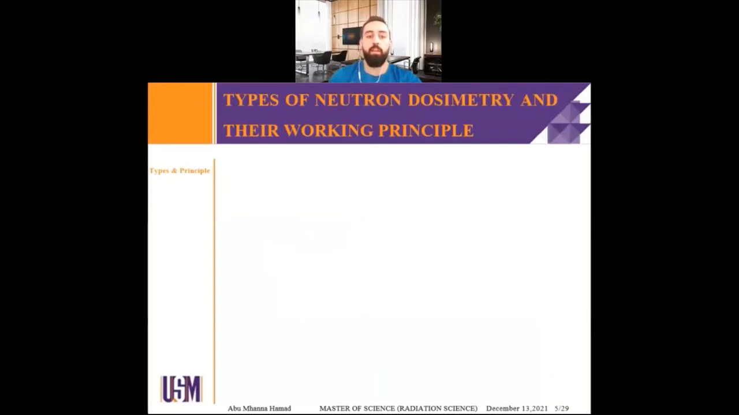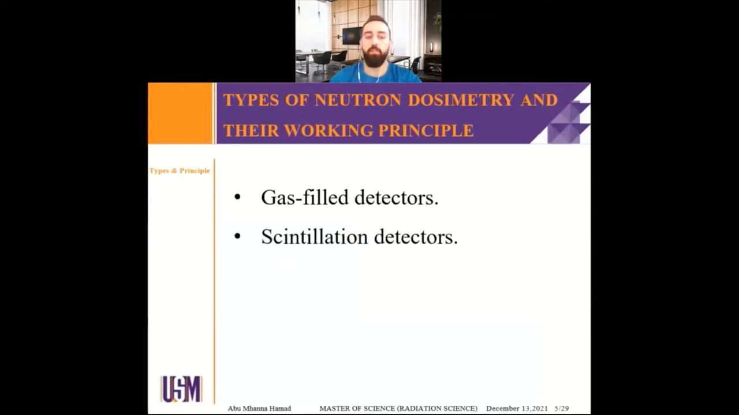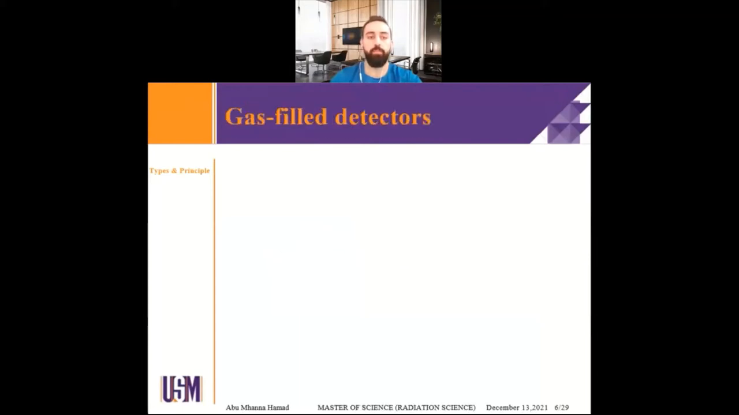The second section of the presentation: types of neutron dosimetry and their working principle. This section provides an overview of the three main categories of neutron dosimetry: one, gas filled detectors, two, scintillation detectors, and three, semiconductor detectors. Gas filled detector.